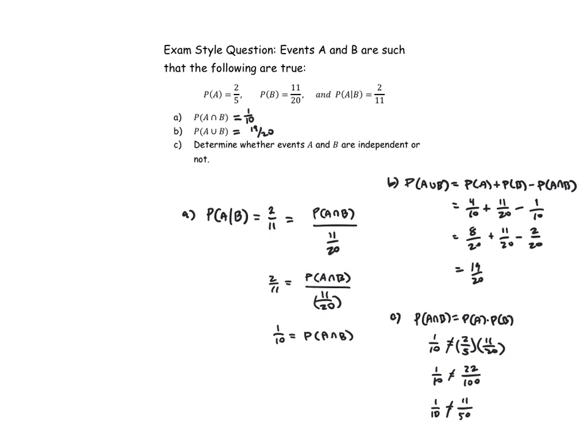Not true. So in this case, the probability of A and B is not equal to the probability of A times the probability of B. Therefore, events A and B are not independent.